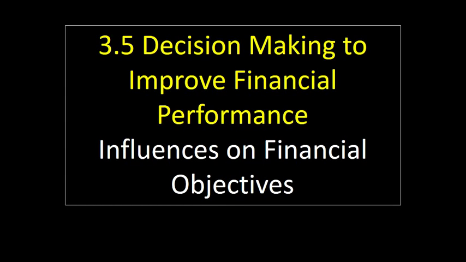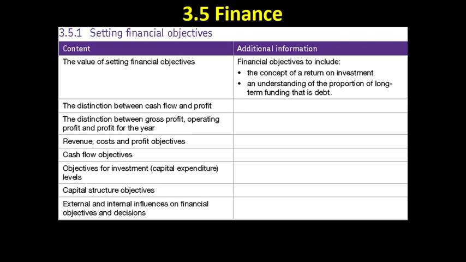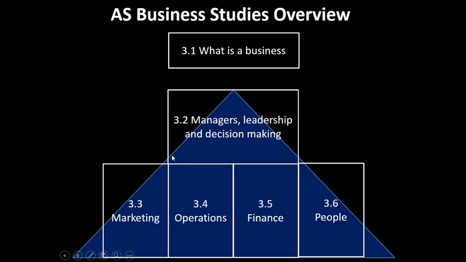This video is on the influences on financial objectives, and it's the final video in this first section on setting financial objectives. It's worth reminding where financial objectives come from. They come from the corporate objectives. The managers, the leadership of the business, set the corporate objectives, and a good company will ensure that each of the departments or functional areas is making some contribution towards achieving those aims.